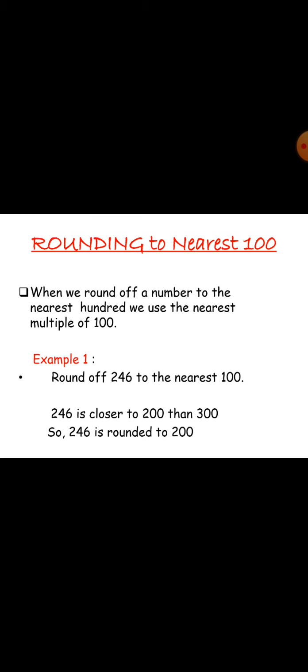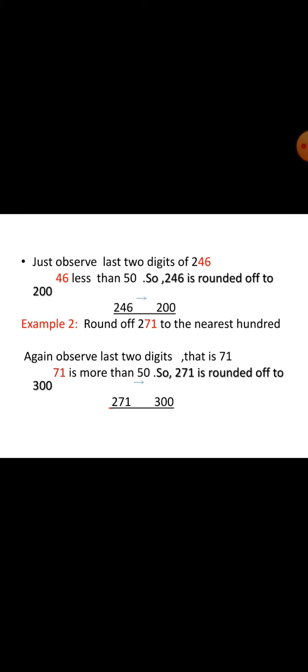Okay. As I told you, there's another way, a rule we can make that will make it easier for you to understand. See, just observe the last two digits now. Can you see 46 are the last two digits? Now, just remember, we will compare it with 50. If the last two digits are more than 50, we round it off to the next 100. Now here you observe this last two digits, that is 46, is less than 50. So it will be rounded off to the previous 100.